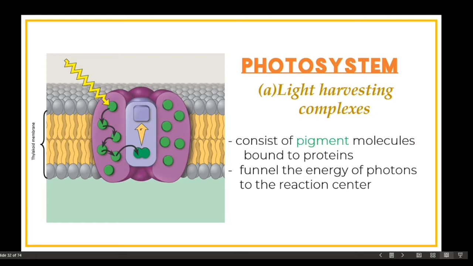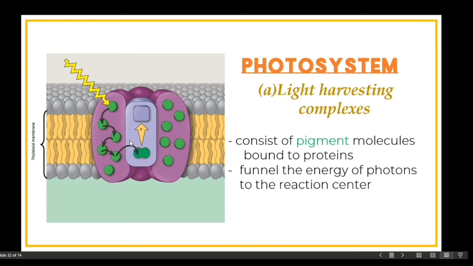First, it has light harvesting complexes, which are made up of the pigment molecules in green. So this part here is the light harvesting complexes, which are made up of the pigment molecules. So these now are the pigment molecules. In this case, these are the chlorophyll molecules, which are bound to proteins in color purple, as you can see there on the screen. These pigments, for example the chlorophylls, funnel the energy of photons to the reaction center, which is the next part of the photosystem.